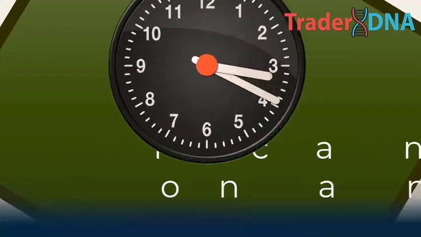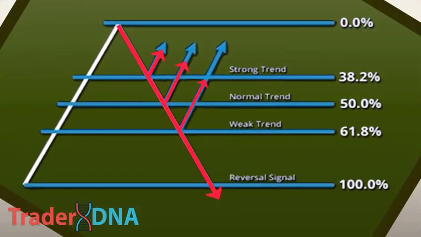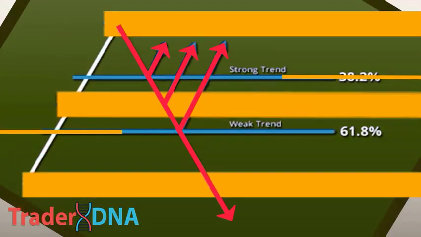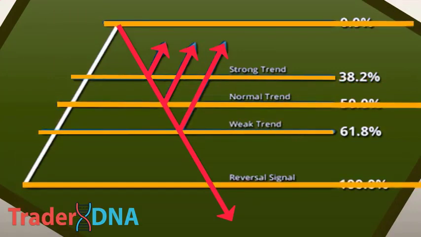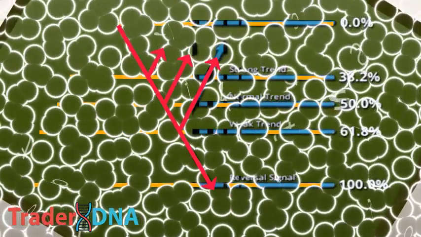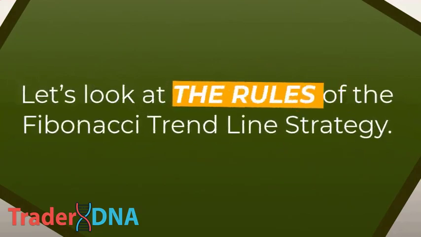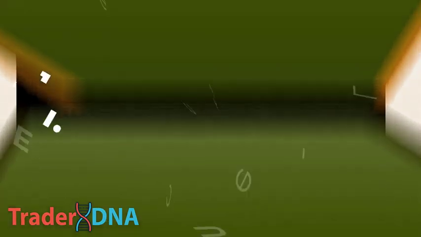This is a trend trading strategy that will take advantage of the retracement of the trend. Forex traders identify the Fibonacci retracement levels as areas of support and resistance. Because of this, these levels are watched by many traders, which is why this strategy could be a difference maker to your trading success. Since we know some information about the Fibonacci retracement, let's look at the rules of the Fibonacci trendline strategy.